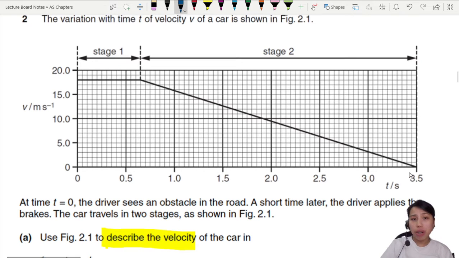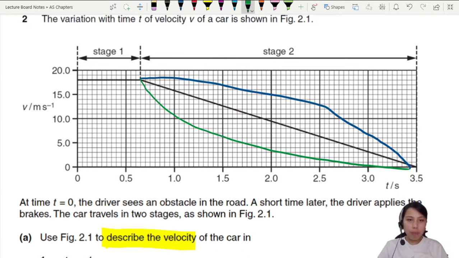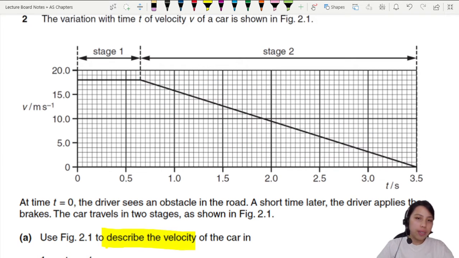What if I change this graph? What if instead of going down, I say go down like this? A curve also goes down. Or what if I say the thing goes down like this? Also going down, but the shape is different. How do you describe it? What's the difference? So that's why we gotta know how to describe these graphs.